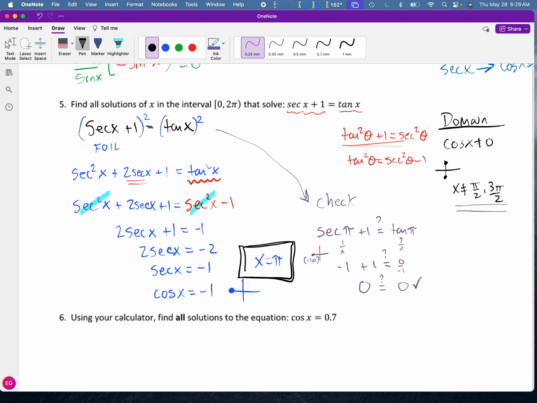Once I did that, I was able to make them all one trig function, solve and get my answer. I've got to be super careful because when you square both sides, you can get extraneous solutions. So I'm going to double check my answer. And then, of course, for all of this, I have to check what the domain is and make sure that I'm not violating that. All right, now we get to the last one.